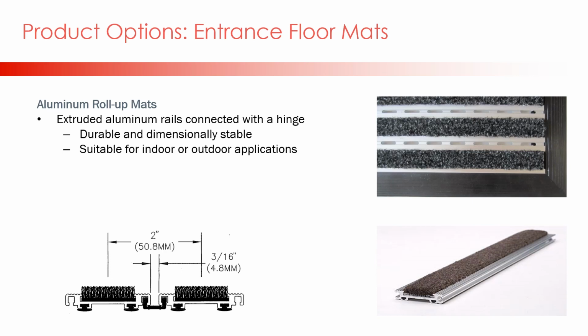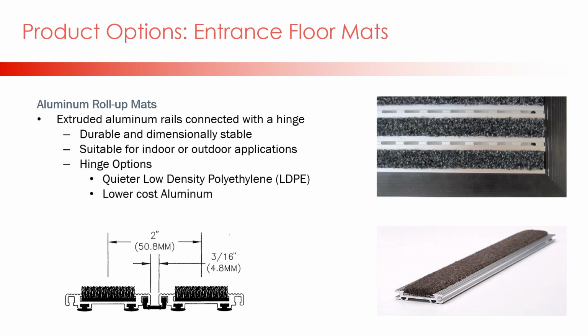The aluminum rail mats are hinged together with either an aluminum hinge or low-density polyurethane LDPE hinge. Aluminum hinges can make noise associated with metal-on-metal contact. The LDPE hinge eliminates the metal-to-metal contact, providing a quieter option. There are a wide variety of tread inserts available that make this product suitable for both indoor and outdoor applications.